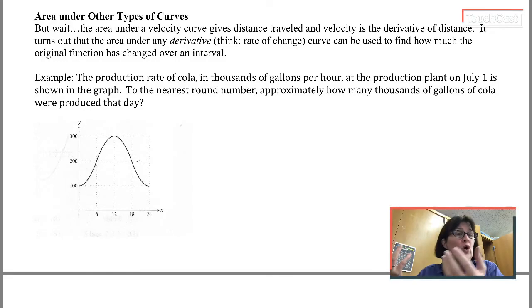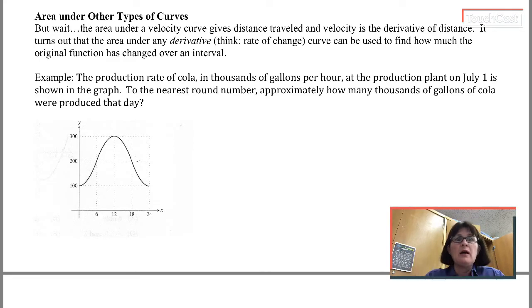So check this out. We know that the distance traveled is the area under the velocity curve. We also know from last semester that velocity is the derivative of distance. So it turns out that this relationship works for other kinds of functions too. If we find the area under a rate of change curve, a derivative curve, then we can find how much the original quantity changed over usually an input period.